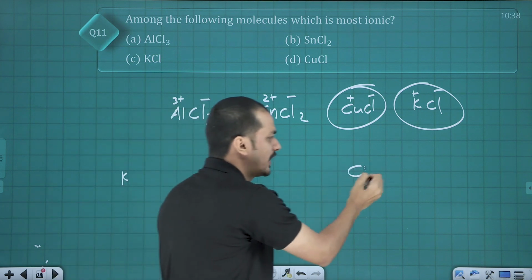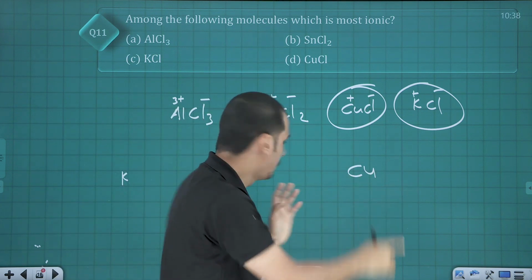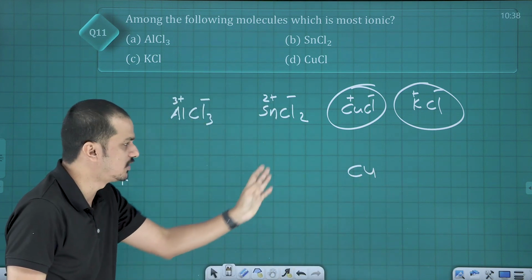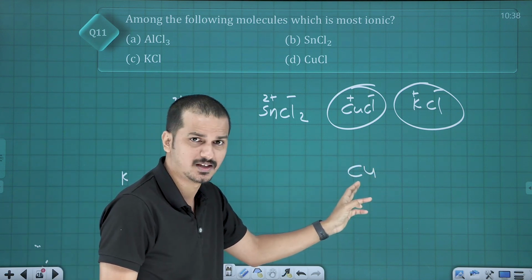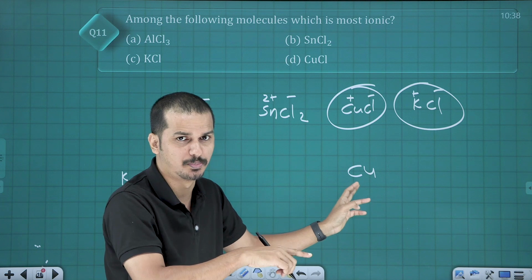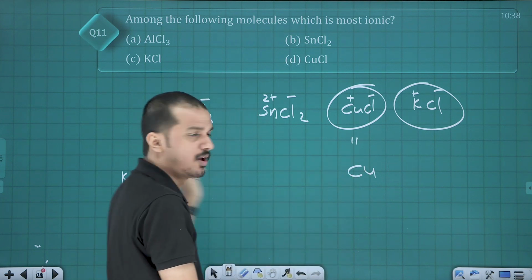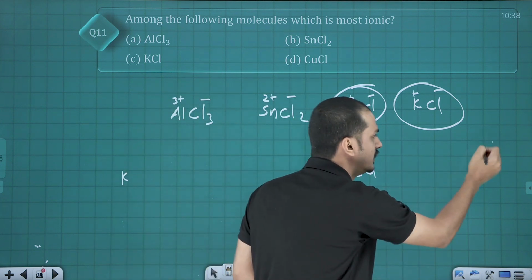Copper is in the D block. Here only copper will come, because potassium is 19, and after that 20, 21, 22, 23, 24, 25, 26, like that up to 29 only it will come. Correct? Copper belongs to the 11th group, while potassium belongs to the first group. And chlorine is in the 17th group.